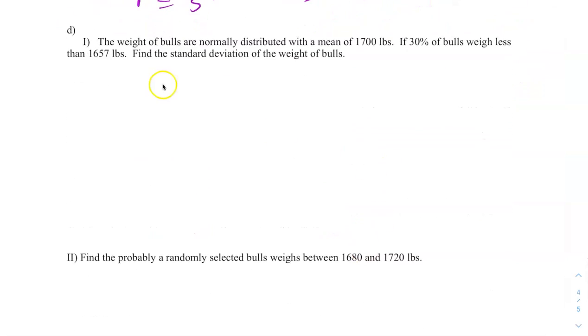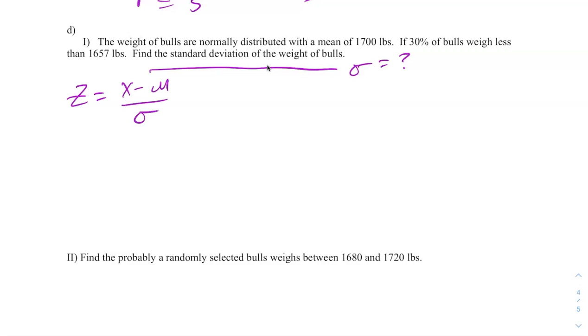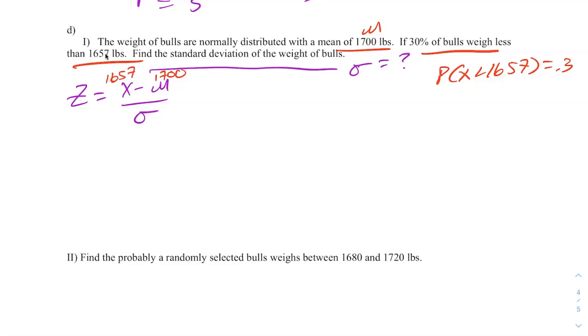D, if the weight of bulls, not cows this time, has a mean of 1700, and 30% of bulls weigh less than 1657, find the standard deviation. So we're missing the standard deviation. Luckily, we're only missing one. And remember, when you're missing one of the two, you've got to do the z value. So z equals x minus mu over sigma. What do we know? We know the mean is 1700. We know that 30% of bulls weigh less than 1657. So again, we've got to know how to translate that. The probability you're less than 1657 is 0.3. So that means my x is 1657.